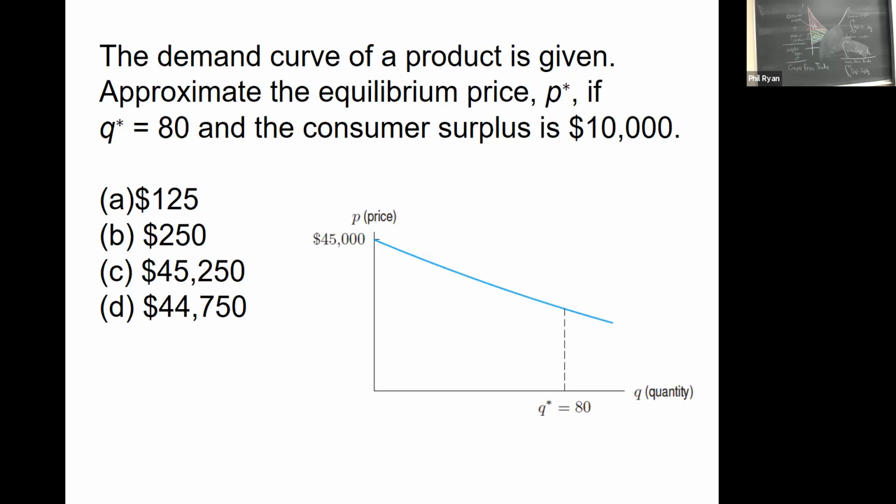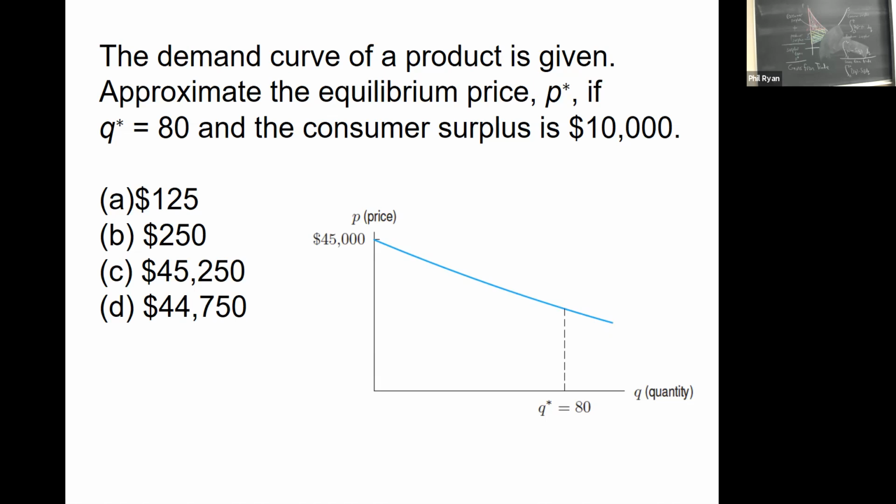What's the area of a triangle? One half base times height equals area. But we know the area is 10,000. We know the base is 80. Can we figure out the height?